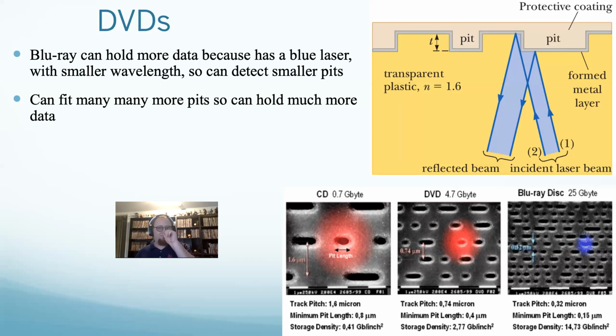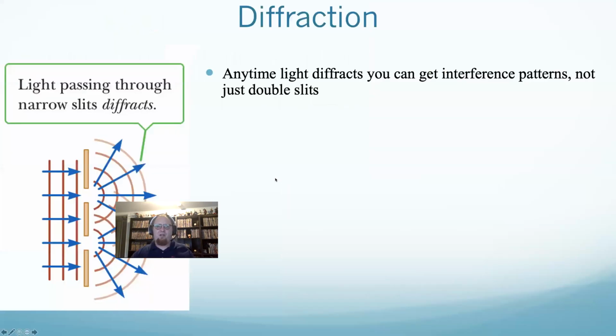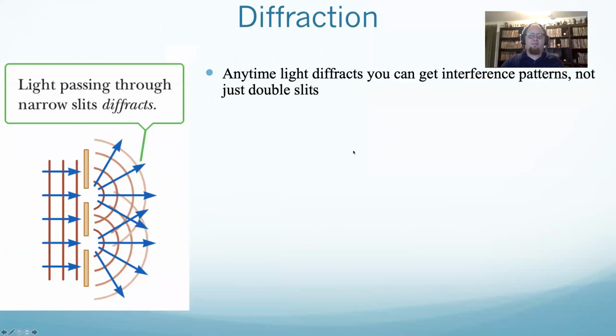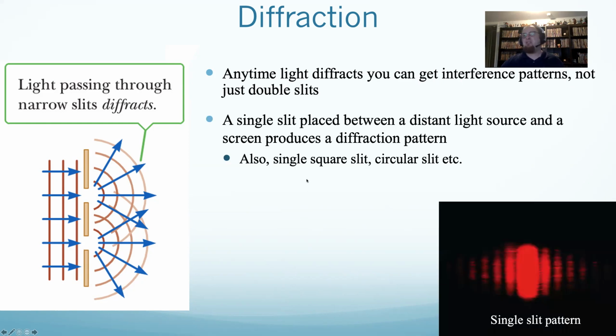So this interference pattern we're talking about, it worked for the double slits. It also worked for the thin film. It also worked for these holes on a DVD. But if we get this diffraction anytime there's interference, what happens when we use a single slit?